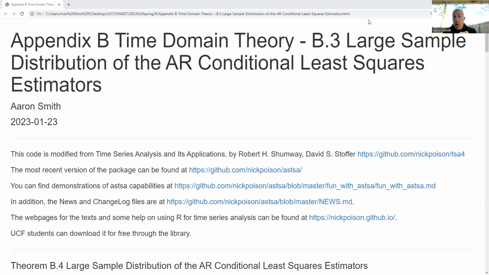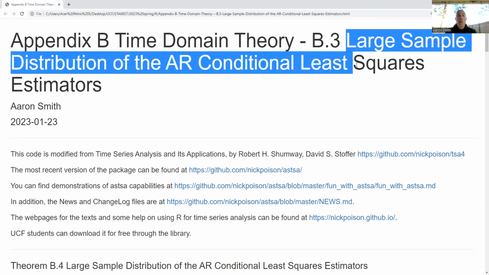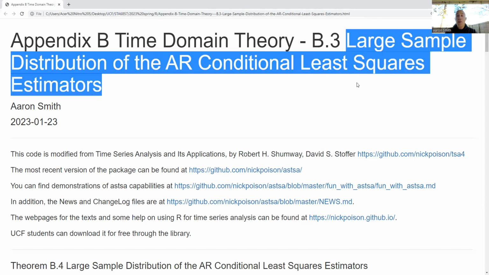Now, this video is intended for those who are pretty deep into statistics, and so I'm just giving you fair warning on that. This is a pretty meaty proof, with a lot of steps to it. It's good stuff, but we're going to be taking a big bite of the apple if you're going to be watching this video. All right, so we're going to be talking about the large sample distribution of autoregressive conditional least squares estimators.